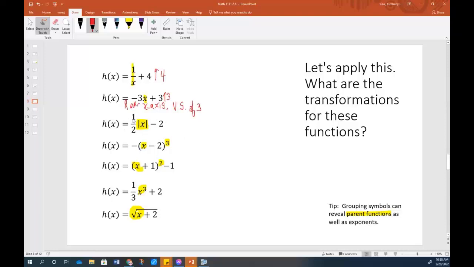This 1/2 is not grouped in there with the X, so again it's a vertical stretch or compression, but since it's 1/2, that one is a vertical compression. The factor is 1/2, and this -2 has moved it down 2 units. Okay, we're going to do one more, and then I'm going to bring up my calculator to show you how this is actually happening. What we see here is this negative. The negative is a reflection over the x-axis.